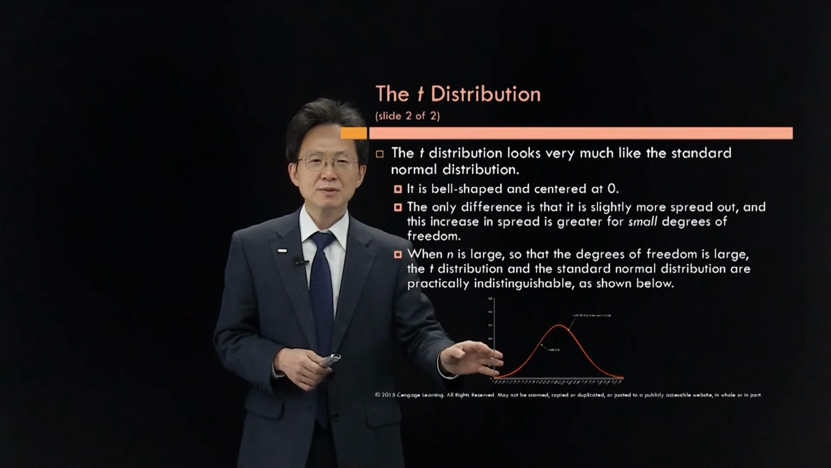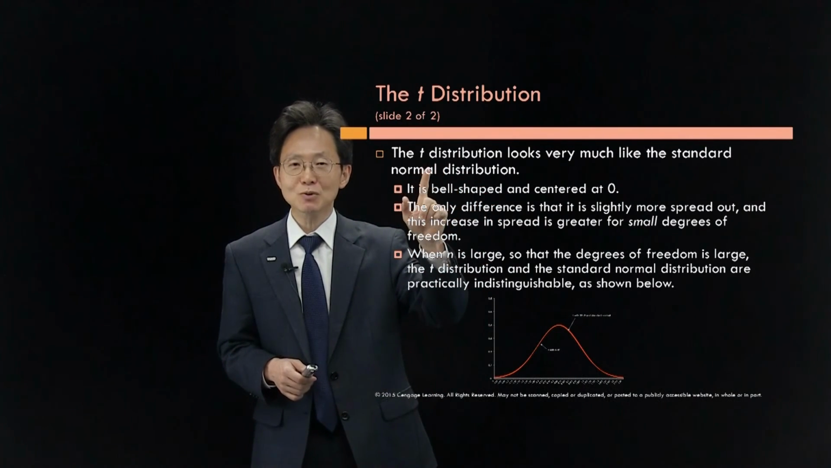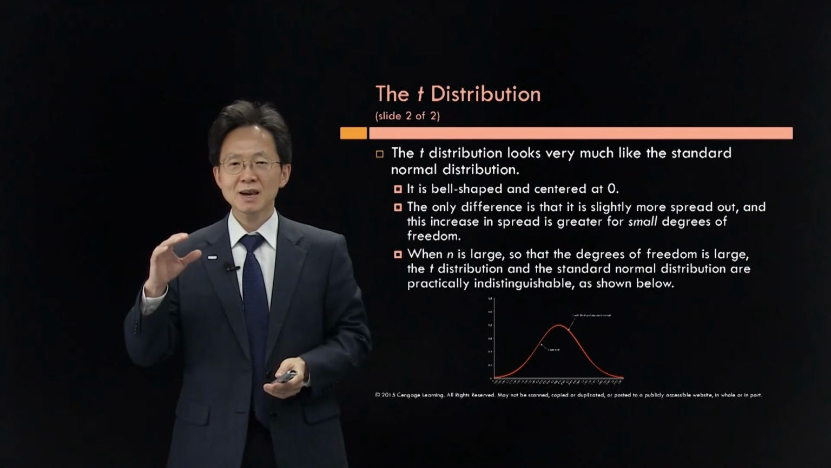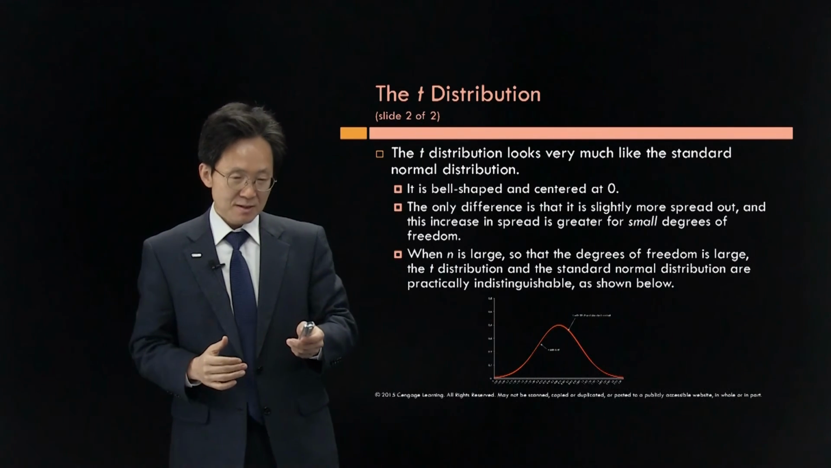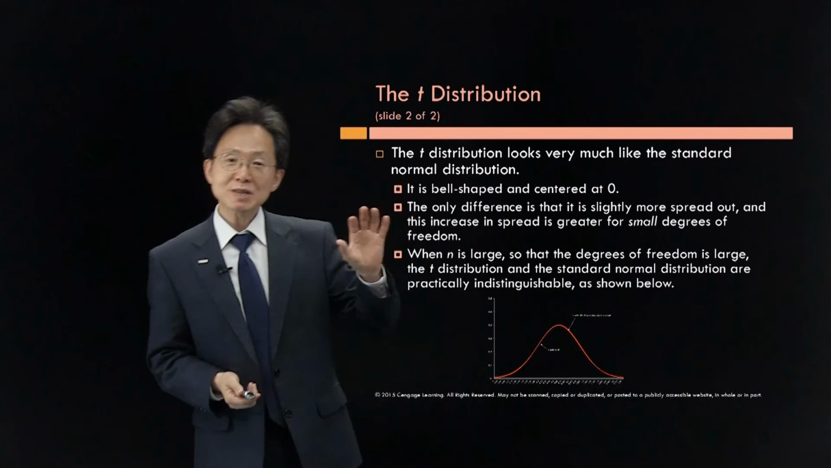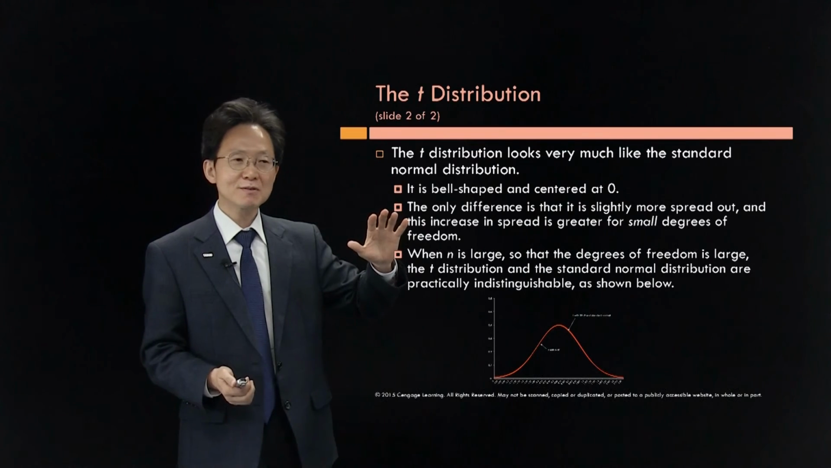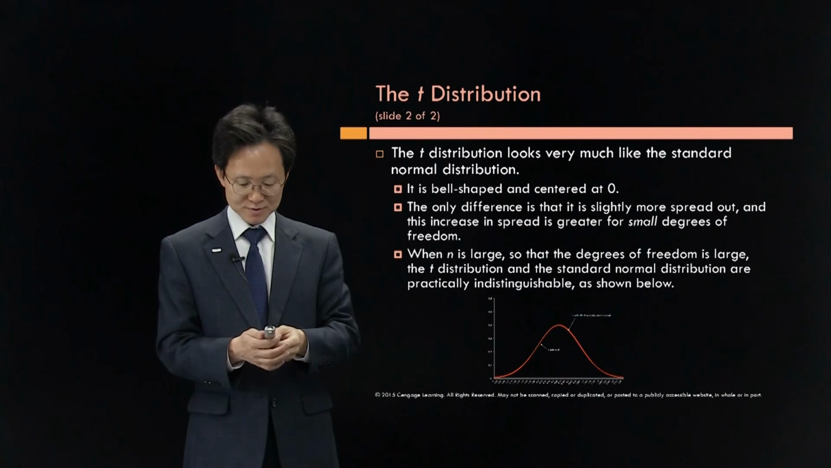So the T distribution looks very much like a standard normal distribution. That's what I already talked about, right? And the only difference is the T distribution has a heavier tail, a thicker tail. But as n, the sample size, increases, the T distribution very rapidly follows the normal distribution. It becomes closer and closer to the normal distribution.